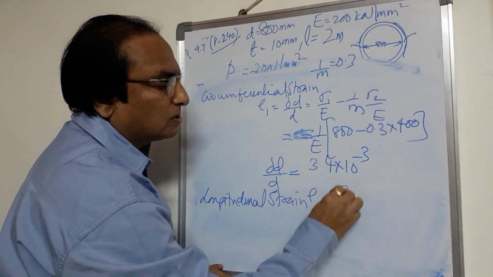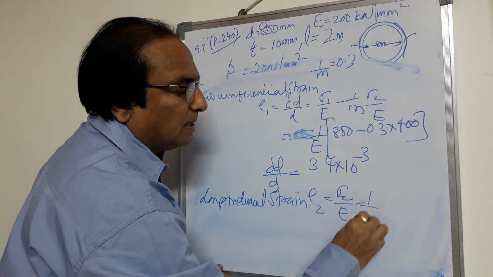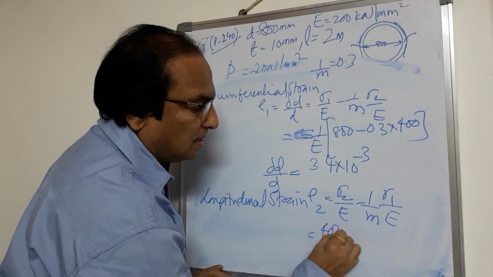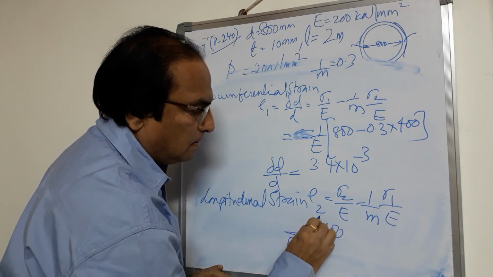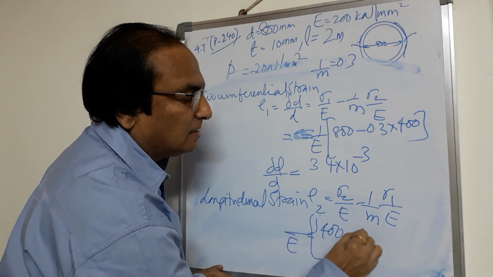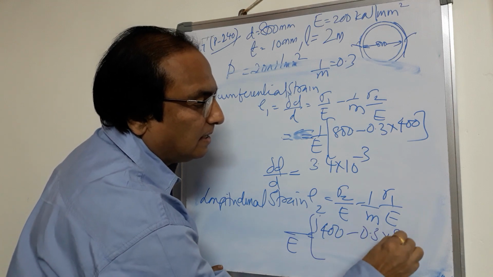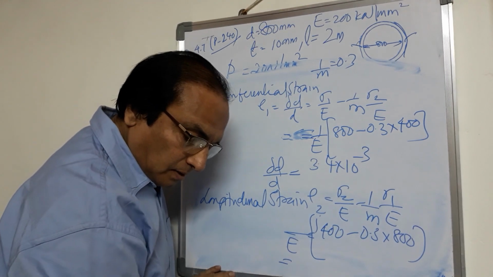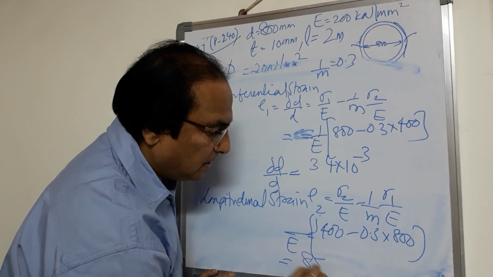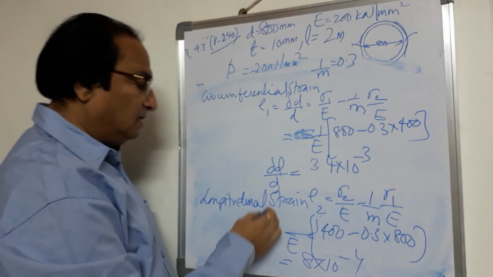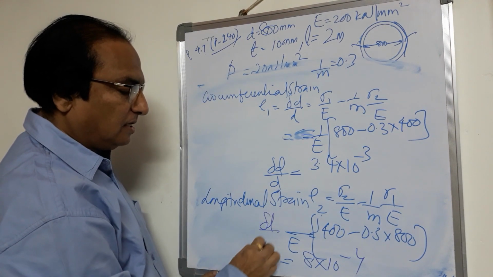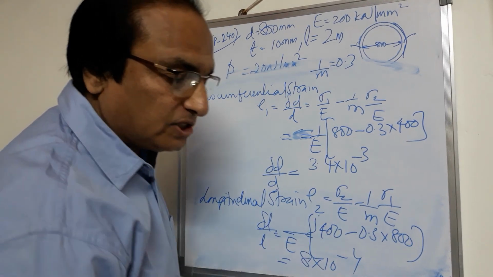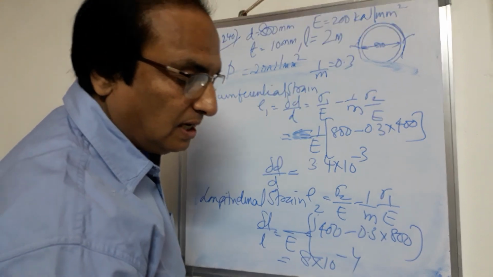Now similarly, longitudinal strain E2 will be equal to sigma 2 by E minus (1 by m) sigma 1 by E. So this will be equal to 400 minus 0.3 into 800. By substituting the value of E, this will give you 8 into 10 to the power of minus 4. This longitudinal strain is nothing but change in length by the original length. Now you know these things, you can find out the change in the diameter and the change in the length.